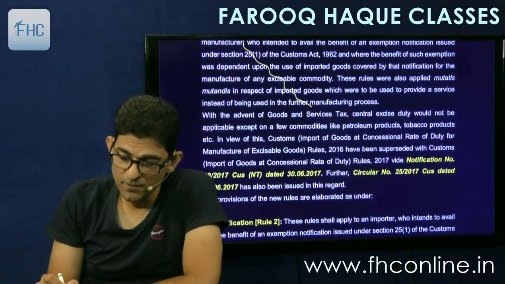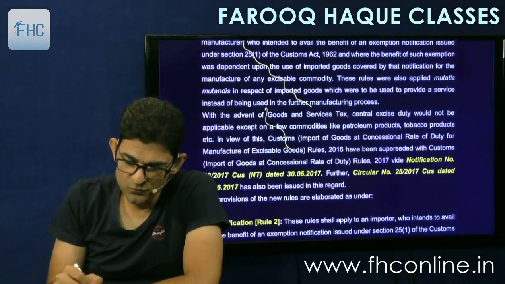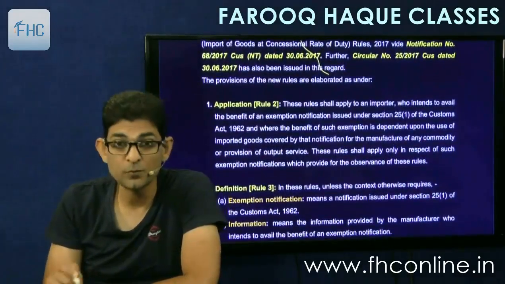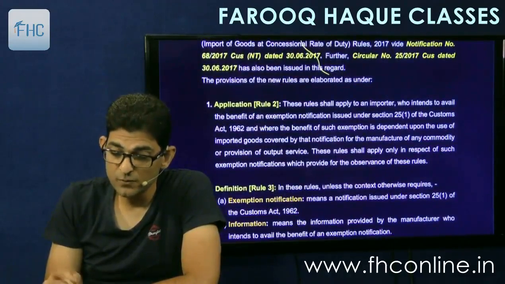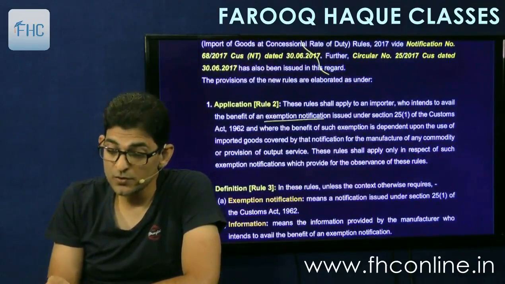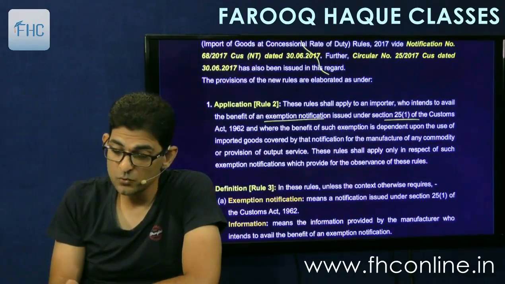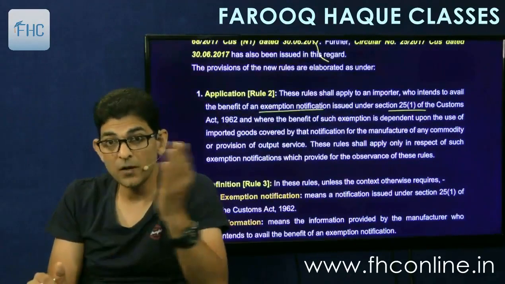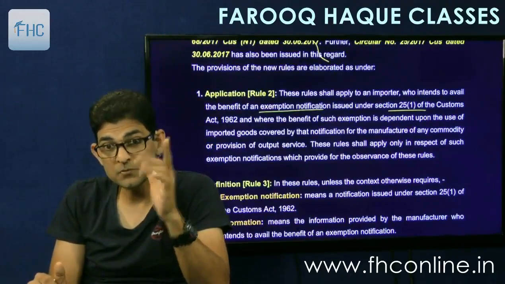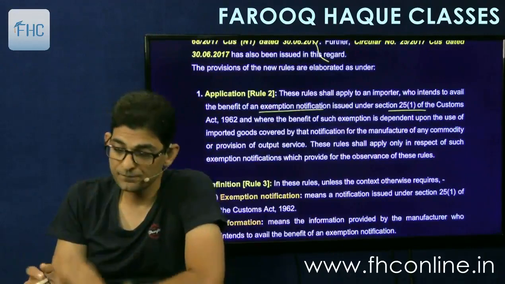Then the second para is also of no use. Cut both of them. Directly come to the rules. Rule 2. These rules shall apply to an importer who intends to avail the benefit of exemption notification issued under section 25(1). These are exemption notifications which allow you to import goods and claim exemption. So in order to claim exemption, you will have to follow this procedure.